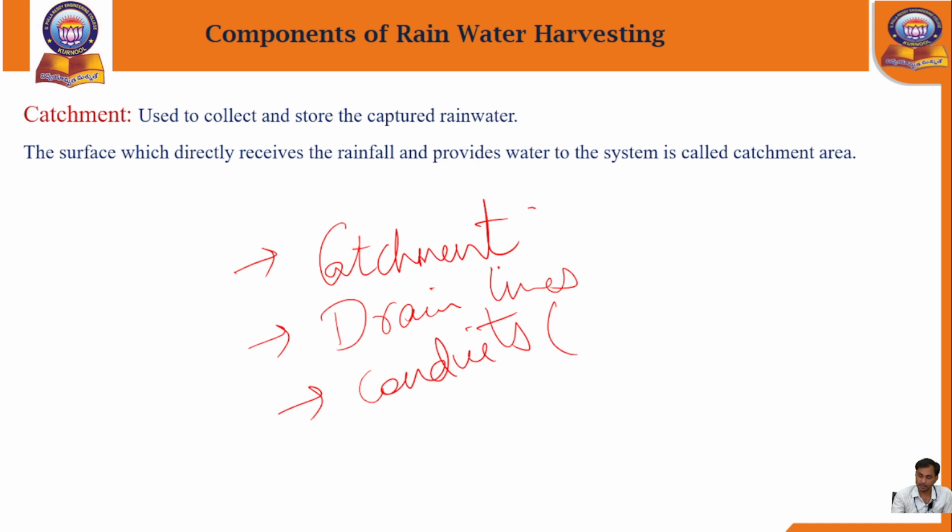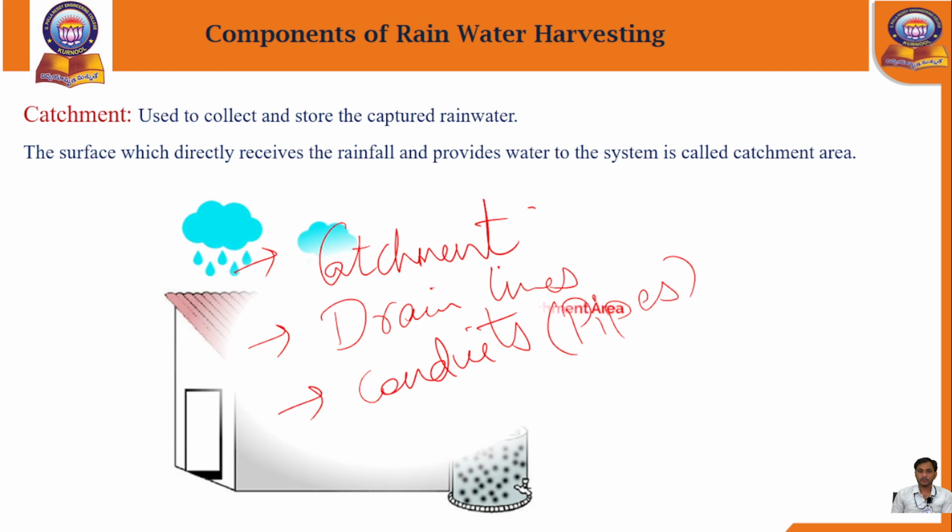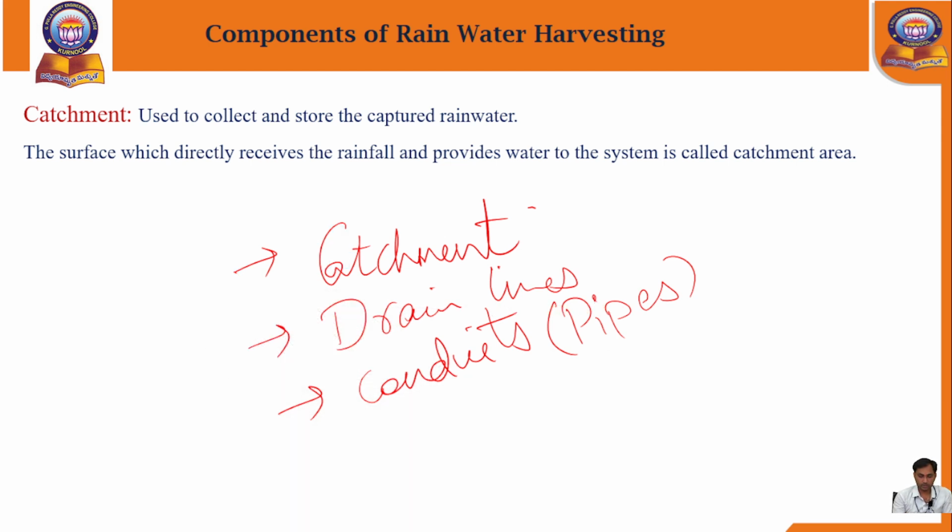Conduits means nothing but pipes. The pipes are arranged from the top terrace to the storage tanks, or from the top terrace to the sump level. And the next one is the filtration bed.